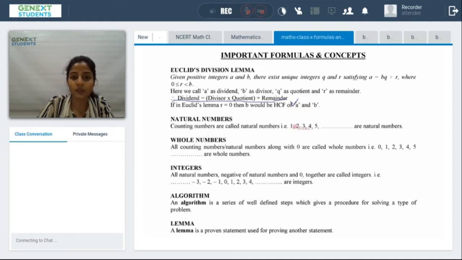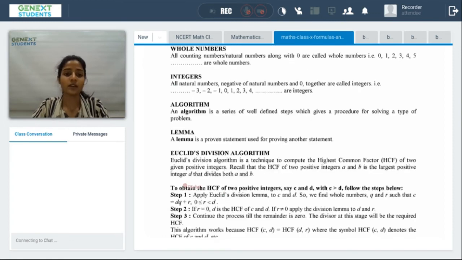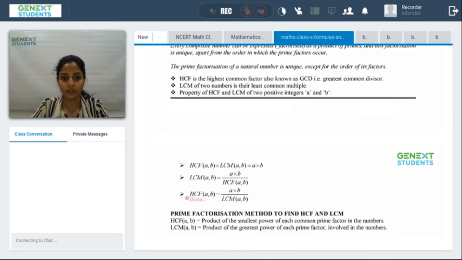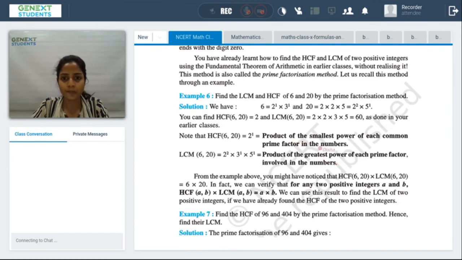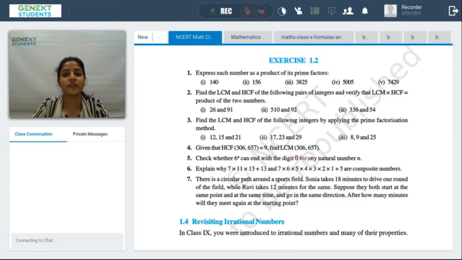And then we have counting numbers. We all know these things: what natural numbers are, what whole numbers are, integers. And we have Euclid's division lemma. Then we have how to find the HCF and LCM. Shall we start with the next question, finding the LCM and HCF, or shall I just explain it to you from here? We'll just find the prime factors.